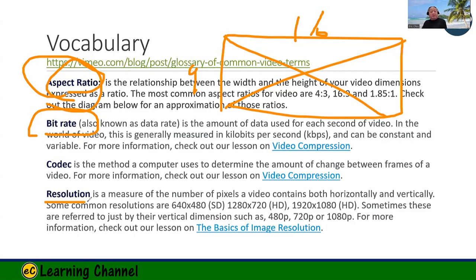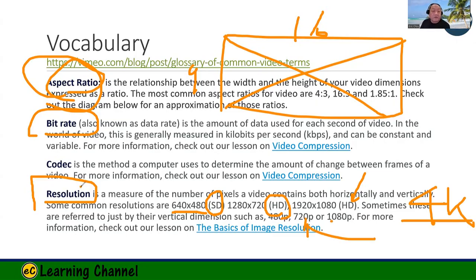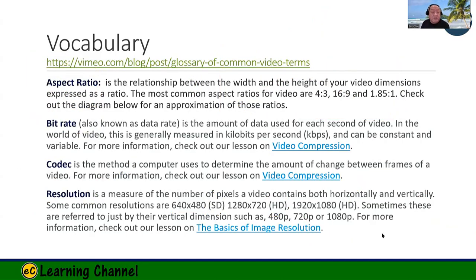The next one, resolution. You need to know about resolution. The resolution is 640 pixels by 480 pixels. That's the standard definition. High definition is 1280 times 720. Then super high definition is 1920 times 1080. Nowadays, you do have a 4K TV. 4K is even bigger than this. Resolution is talking about the number of pixels in your picture.